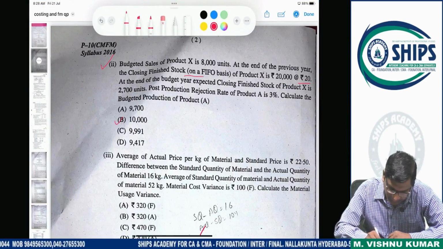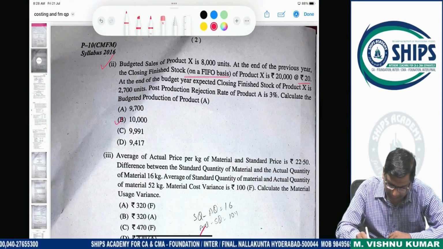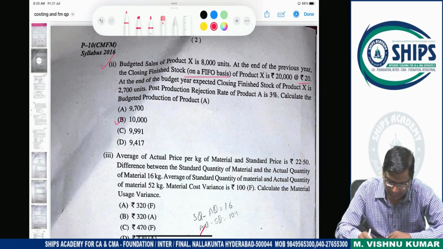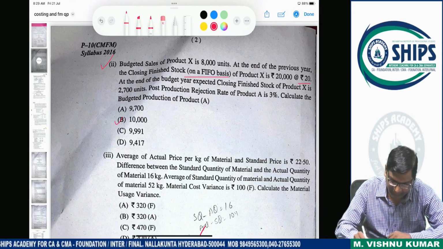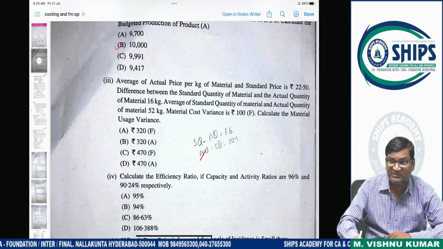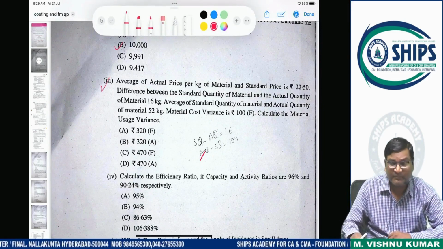This is FIFO method. FIFO method will not affect your answer here because previous year units anyhow will be forwarded to the next year. So this will not affect your answer because this is previous year closing stock. This year it will be opening stock. That's it. Now next question. I hope this is understood.